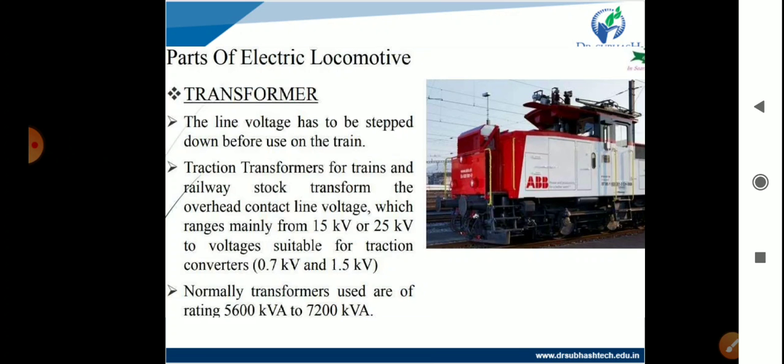Now the parts of an electric locomotive. The first part is the transformer. The line voltage has to be stepped down before use on the train. Traction transformer for trains and railway stock transformer. The overhead contact line voltage ranges mainly from 15 kV to 25 kV, and is converted to a voltage suitable for traction, 2.7 kV to 1.5 kV. Normally the transformers used are of rating 5600 kVA to 7200 kVA. This is the transformer used in an electric locomotive.